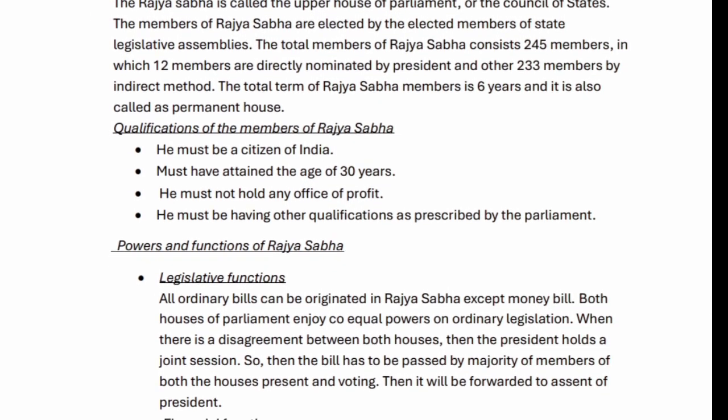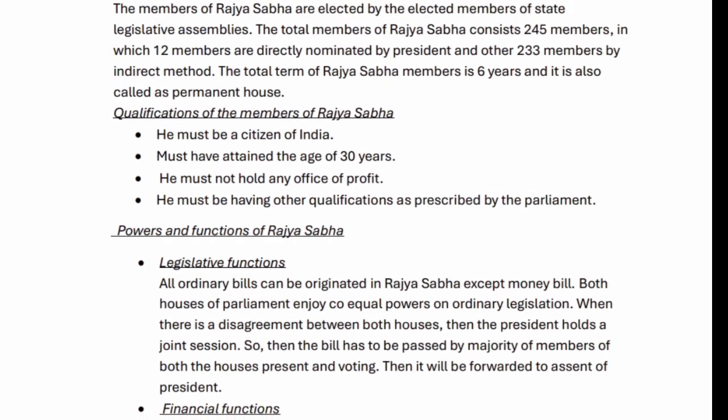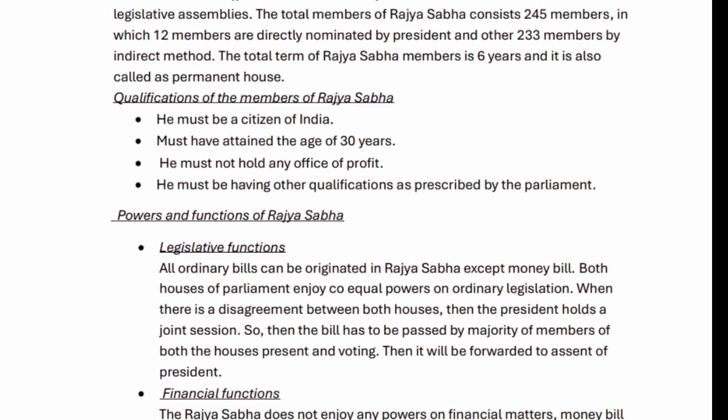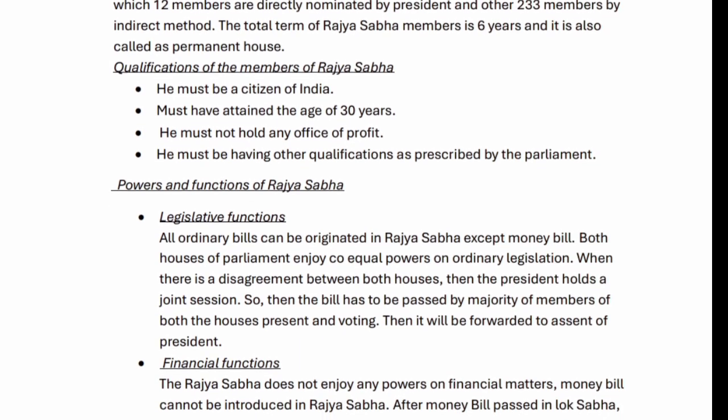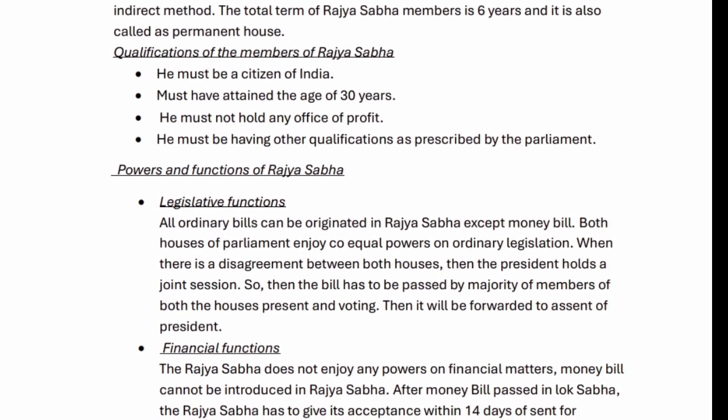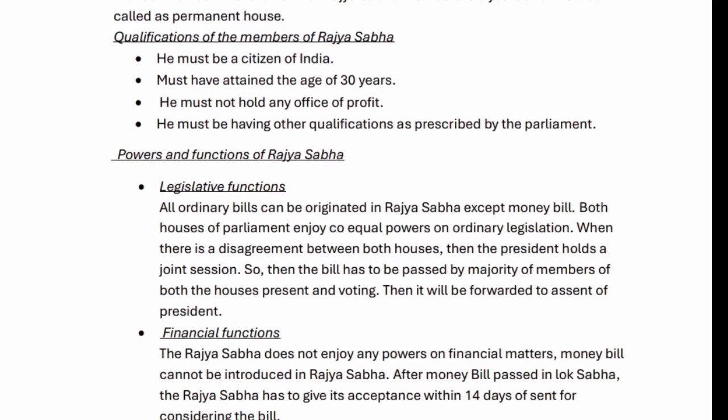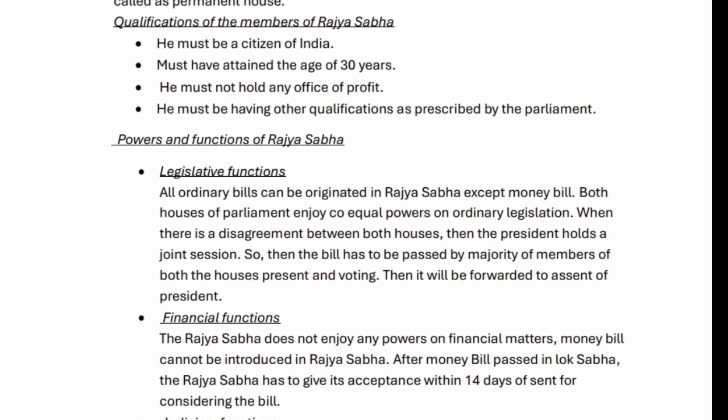Qualifications of the members of Rajya Sabha. He must be a citizen of India, must have attained the age of 30 years. He must not hold any office of profit. He must have other qualifications as prescribed by the parliament. Powers and functions of Rajya Sabha. Legislative functions. All ordinary bills can be originated in Rajya Sabha except money bill. Both houses of parliament enjoy co-equal powers on ordinary legislation.